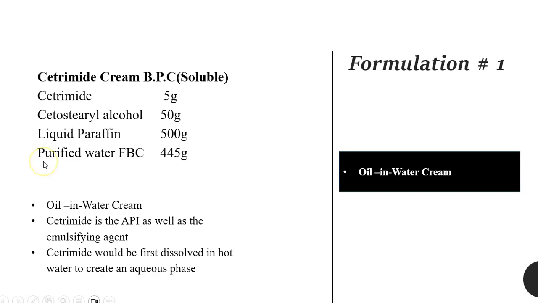Now, the tricky thing is, cetrimide in this recipe is the emulsifying agent. It is also the active ingredient, so it's playing a dual role. How would you make this? The cetrimide would first be integrated with the aqueous phase, whereas the liquid paraffin would be integrated with the oil phase, which is the cetosterol alcohol. Remember, when making creams, you separate the oil phase from the water ingredients.